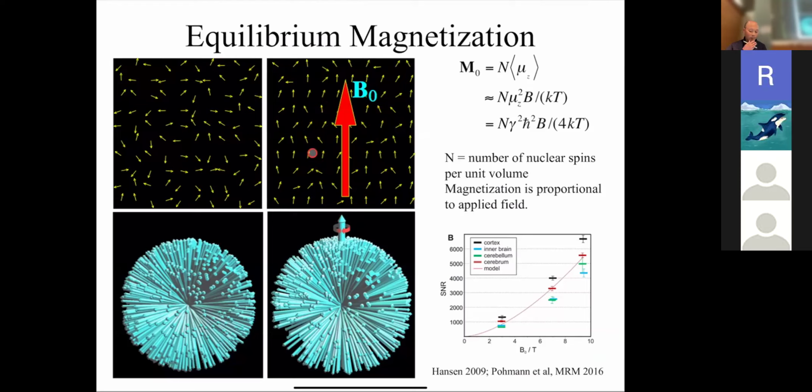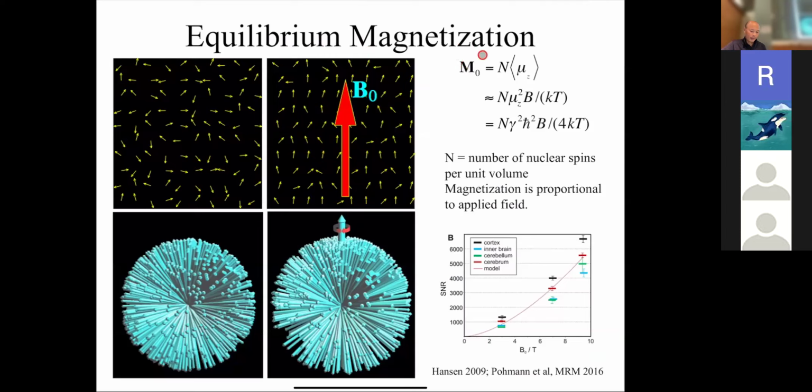Right now, even sitting here in this room, you are sitting in the Earth's magnetic field. So if we were to look at your net magnetization, each of you has a net magnetization, and that net magnetization is precessing at the Earth's Larmor frequency, which we'll talk about.